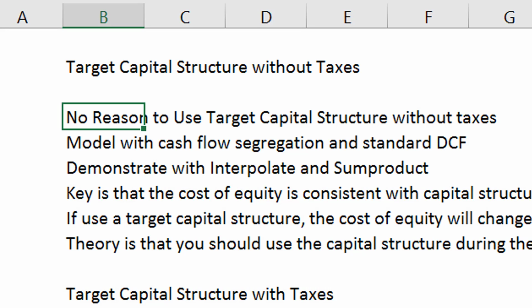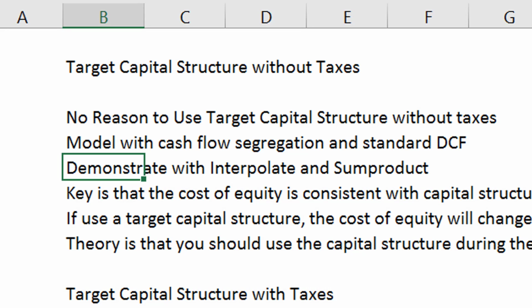Now, when you work through it, what I'm going to do is work through an example where we have a current capital structure that's not equal to the target capital structure. And we'll show that after you segregate the cash flows, whether you use the target capital structure or the current capital structure, if you do the discounting correctly, it makes no difference, and that's without any taxes.